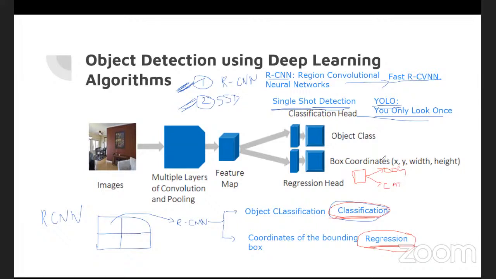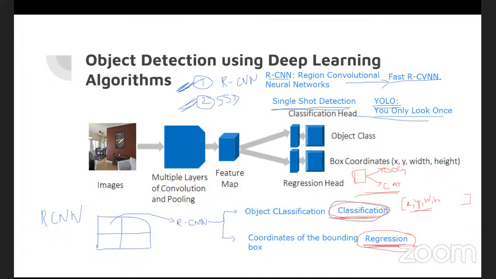So this is classification, and regression basically means to output a real, continuous number. If these are the coordinates of the bounding box, the bounding box is in a rectangle shape. So this regression will give me the four coordinates of the bounding box, that is x, y, width and height. These are the four coordinates.